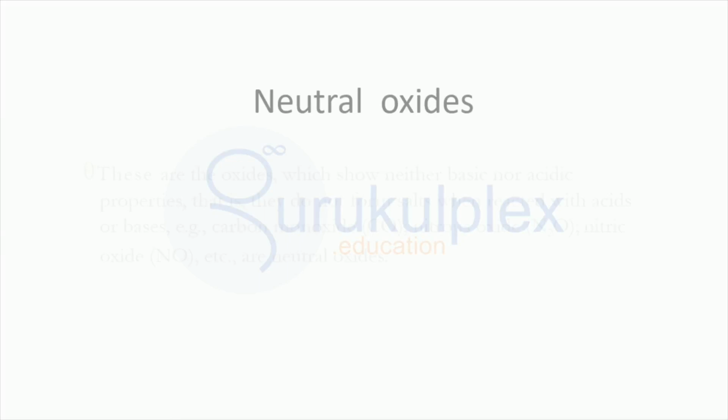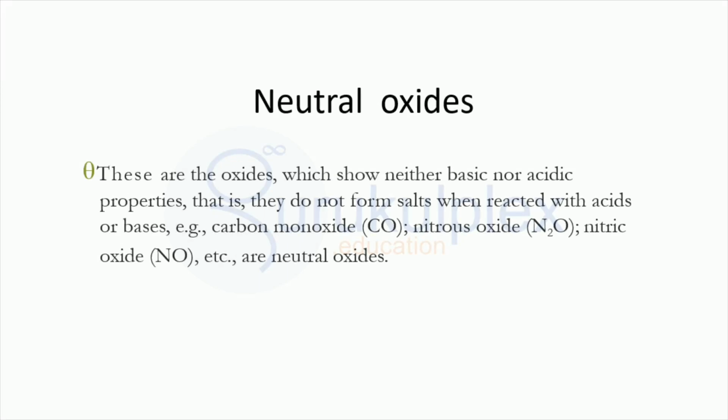Neutral oxides have neither basic nor acidic properties. Examples of this include carbon monoxide, nitrous oxide, and nitric oxide. When reacting with acids or bases, they do not form salts, making it important to be mindful when handling them.